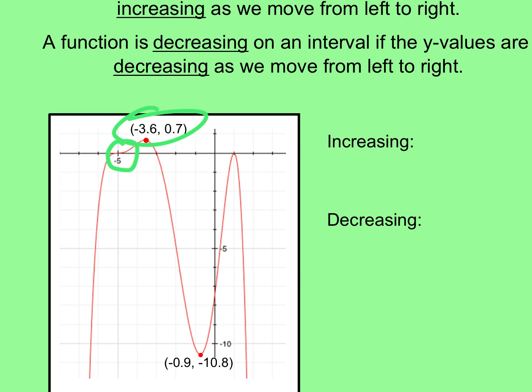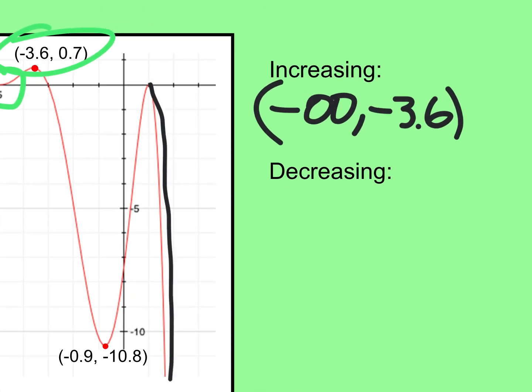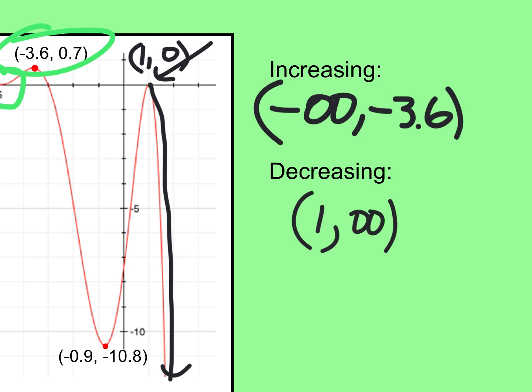So, let's see. Albright. Negative infinity, negative 3.6. You are correct. That is one of the increasing intervals. Okay. And the decreasing interval that's the hardest is this one. You might be like, but they didn't even tell me what point that was. You can figure it out from context. That point is at 1, 0. So therefore, it'd be 1, 2, even though it seems like negative infinity, it's infinity.